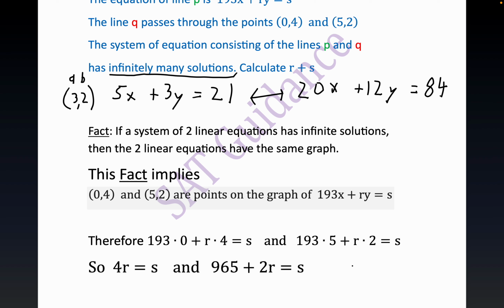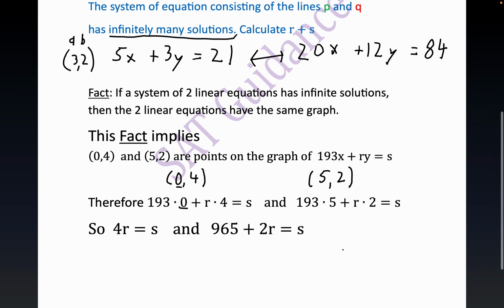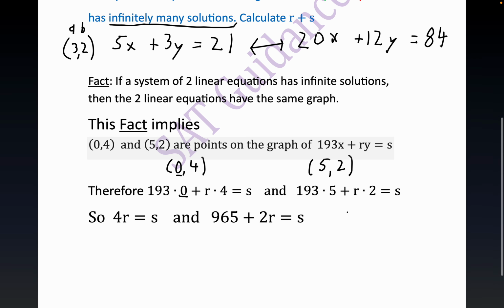So we can see pretty quickly that (0, 4) being a point on the graph gives this statement. You see this 0 here? It's the same as this 0 here. And similarly, with (5, 2), you get this statement down here. So we have 2 equations, 2 unknowns with integer variables, it appears. So we can use it that way, I suppose.